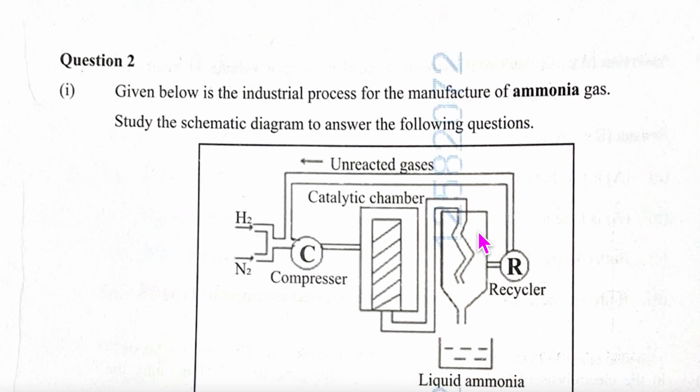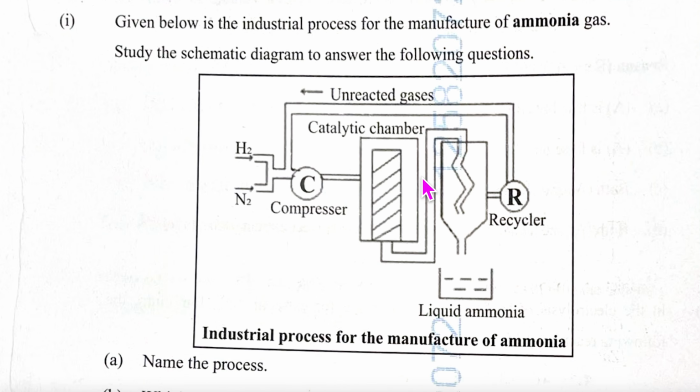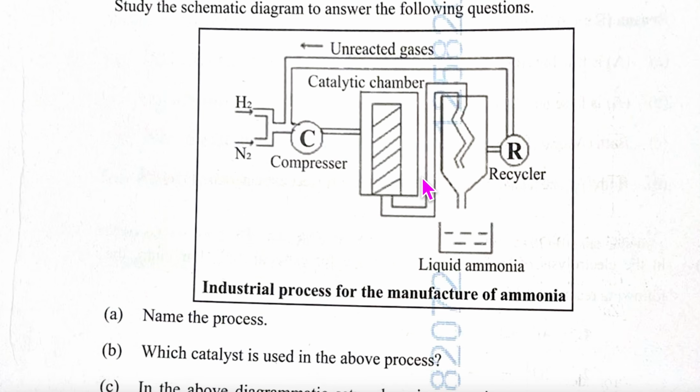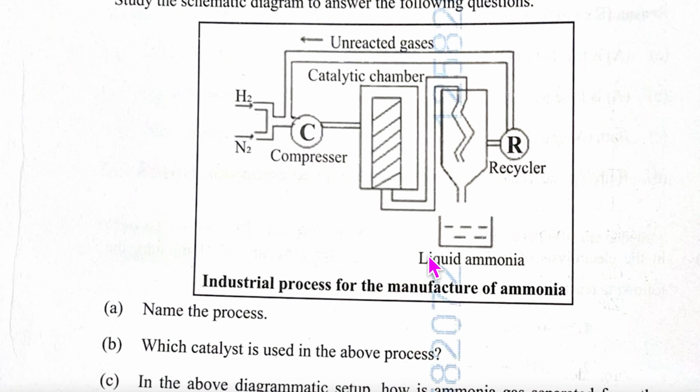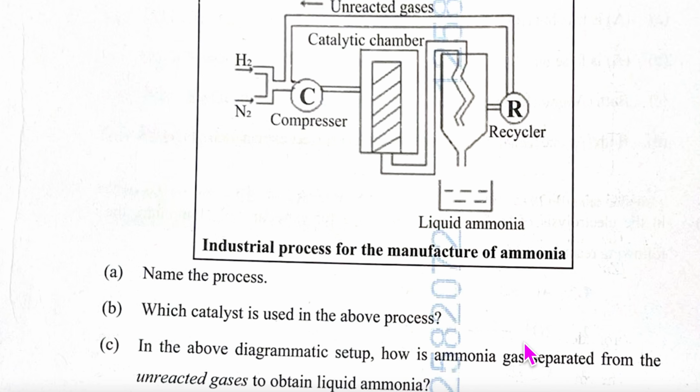We are coming to question number 2. The question given below is the industrial process of manufacture of ammonia gas, that is, Haber's process. Study the diagram to answer the following questions. Name the process: Haber's process, correct? That is your 1 mark. Which is the catalyst used over here? Finely divided iron. I'm not writing it because it's too simple.